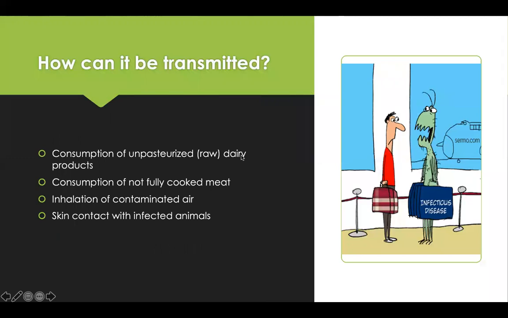So the transmission, how can it be transmitted, is mainly by these four common ways: consumption of unpasteurized dairy products like raw milk, consumption of not fully cooked meat, inhalation of contaminated air, and skin contact with infected animals.